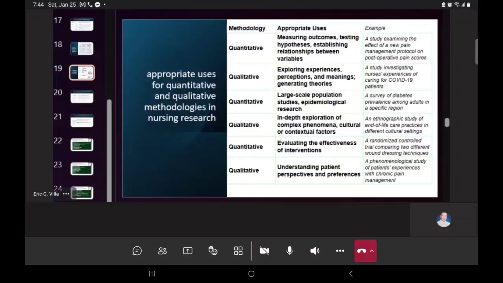In many cases, a mixed methods approach combining both quantitative and qualitative methods can provide a more comprehensive understanding of complex nursing issues. This approach allows researchers to both measure outcomes quantitatively and explore the underlying reasons and context qualitatively, leading to a richer and more nuanced understanding of the research topic.